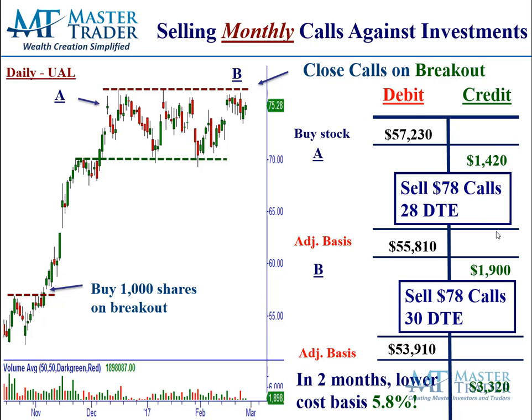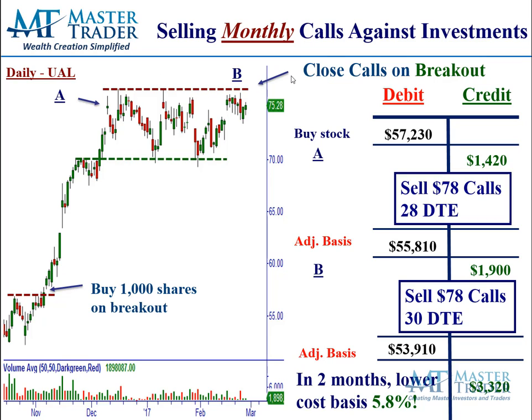So let me summarize again. Bought this, 57 grand. Now here at A, we're selling a 10 lot. We're putting $1,420 into your brokerage account. That lowers your cost basis to 55,810. Everything's fine. It's sideways, perfect timing. Your stock is resting. Now, it tried to break out. It's stalling, major resistance over here.